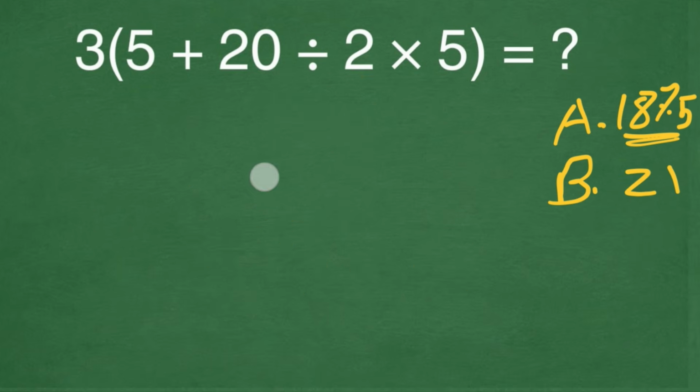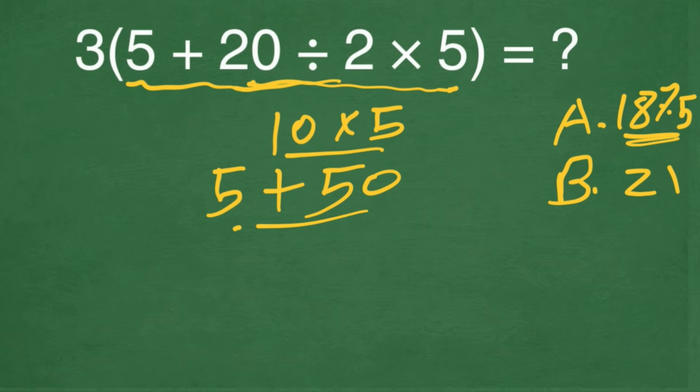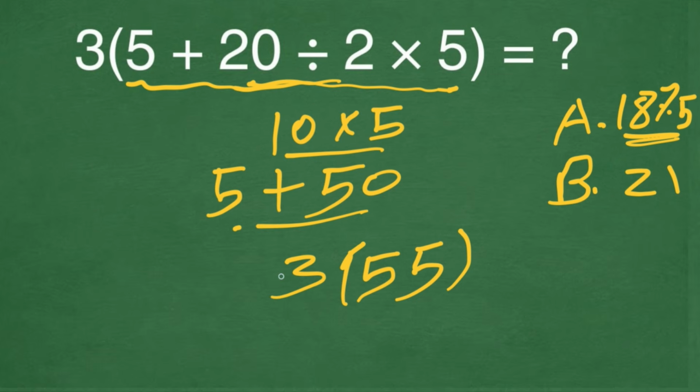And other people solve this differently. These people are also aware of the order of operations, like Group B, and they start the operation inside the parenthesis. And they start by dividing 20 by 2. So 20 divided by 2 is 10. And 10 times 5 is equal to 50. And 5 plus 50 is just 55. So they would have 55 inside the parenthesis, and they multiply it by 3, which gives them the answer 165.